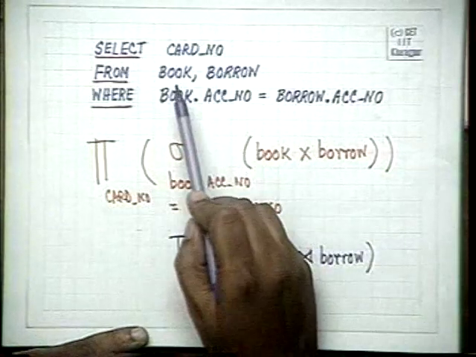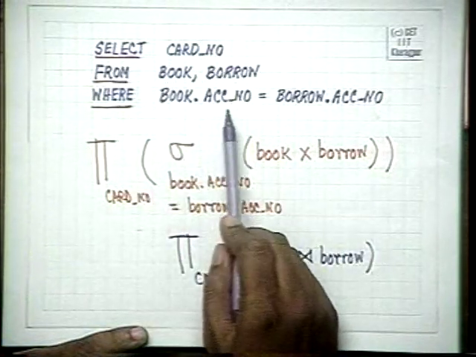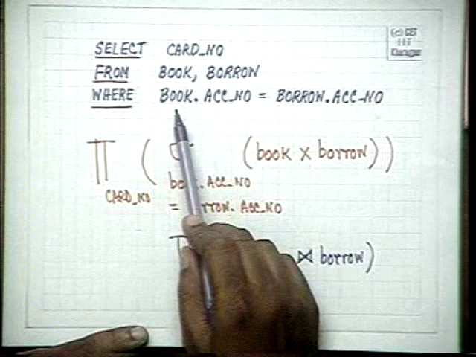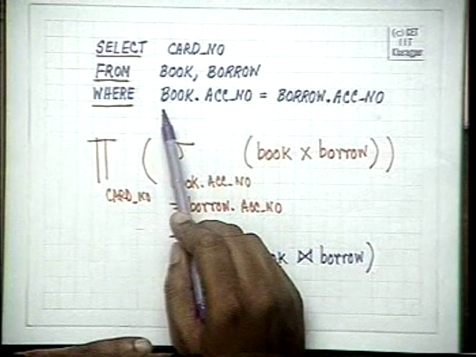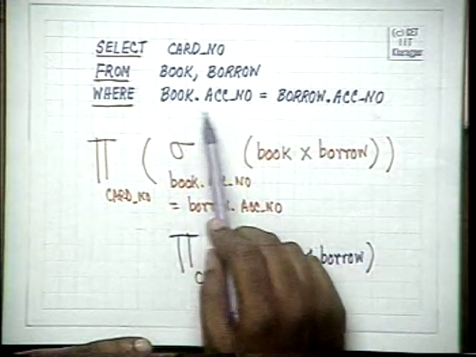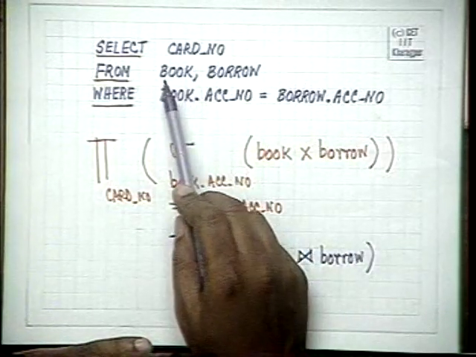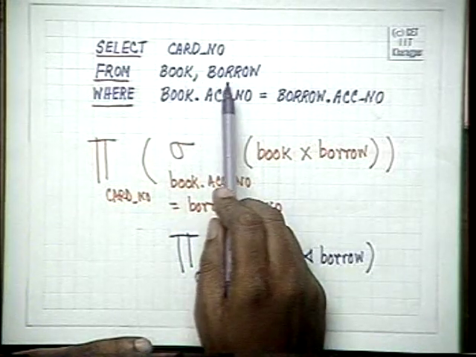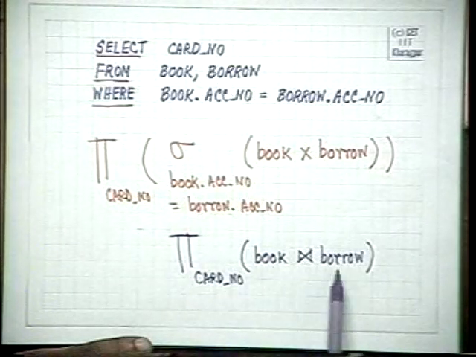We did natural join in this way. Select card number from book, borrow where book.accession number is equal to borrow.accession number. Now book and borrow have only accession number as the common attribute, and therefore we have to explicitly equalize the common attribute if we want to do a natural join. In SQL, whenever we write down these two relations, it is a Cartesian product of these two relations. Therefore, this is equivalent to projecting card number from book natural join borrow.